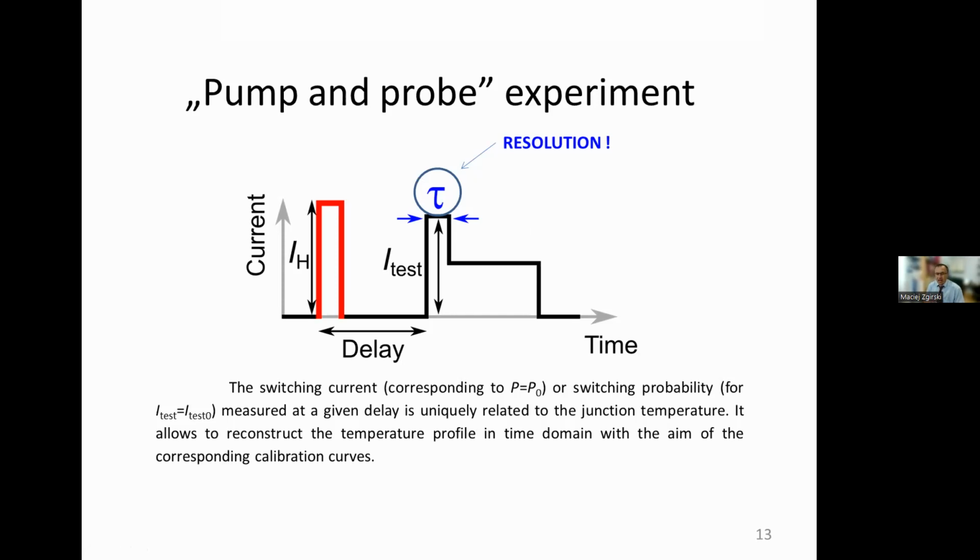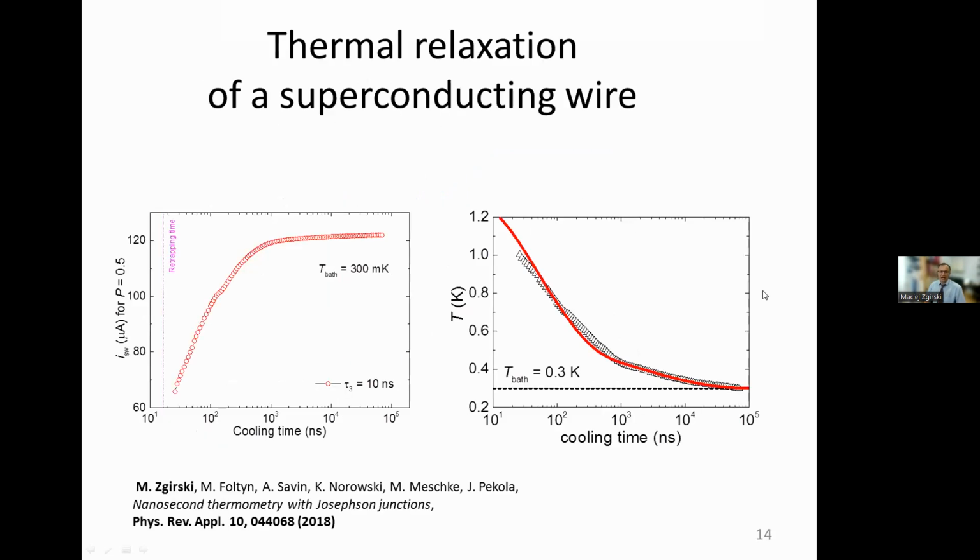Now, by applying many such sequences, 10,000, you pump and probe, you can measure the probability corresponding to a given delay after the heating pulse was sent. So let's look at how it works in practice. The first experiment is the thermal relaxation of a superconducting wire. We have a simple bridge, a constriction in the superconducting wire, and we switch this bridge, it goes above TC, and now it cools down. As it cools down, we probe it with this pump and probe protocol, and as time progresses, we see progressive relaxation of the switching current back to its initial value.